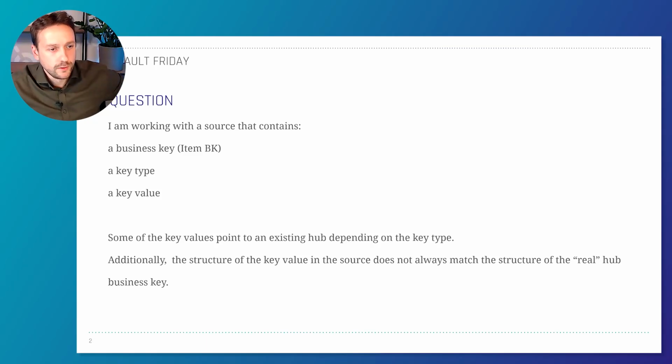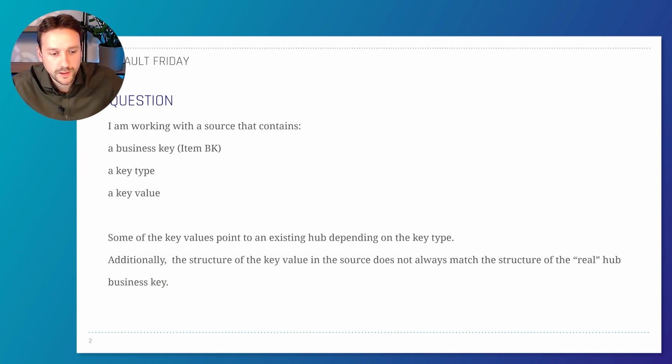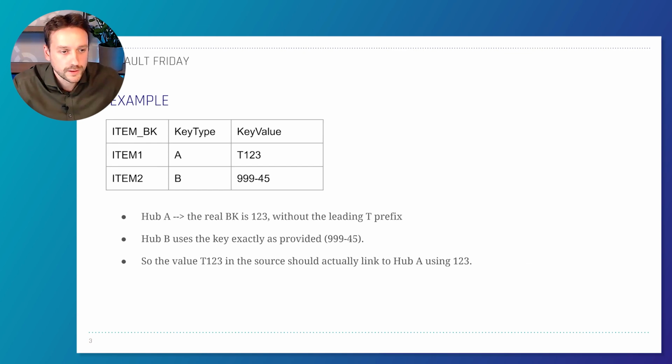So the question is quite long, so let's try to break it down. I'm working with a source that contains a business key, which is called the item business key, a key type, and a key value. Some of the key values point to an existing hub depending on the key type. Additionally, the structure of the key value in the source does not always match the structure of the real hub business key. And there was one example delivered.